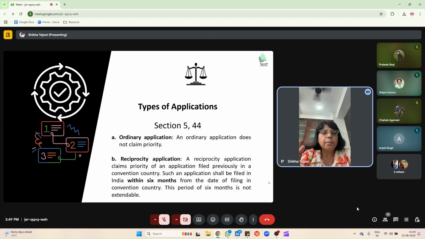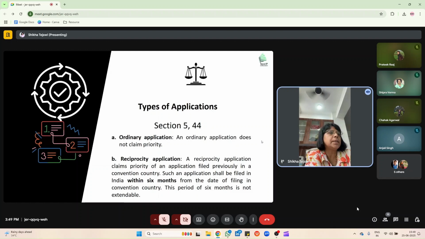The second type is the reciprocity application. In section 44 of the Design Act, you will find that wherever an application has already been filed in some other country and that application is entering India, it is called a reciprocity application, and in that case we need to file the priority document. Priority means that an earlier application was filed in another country.